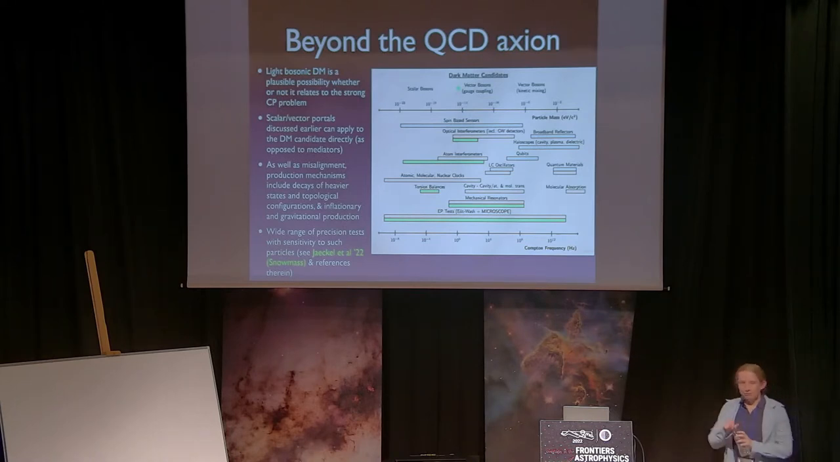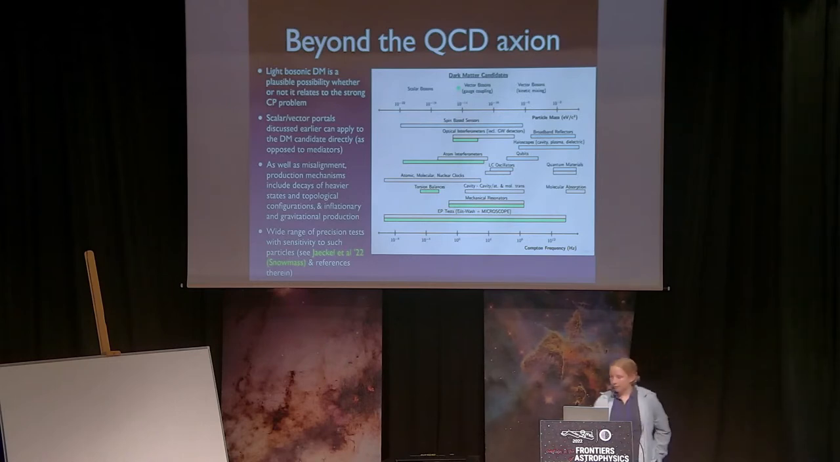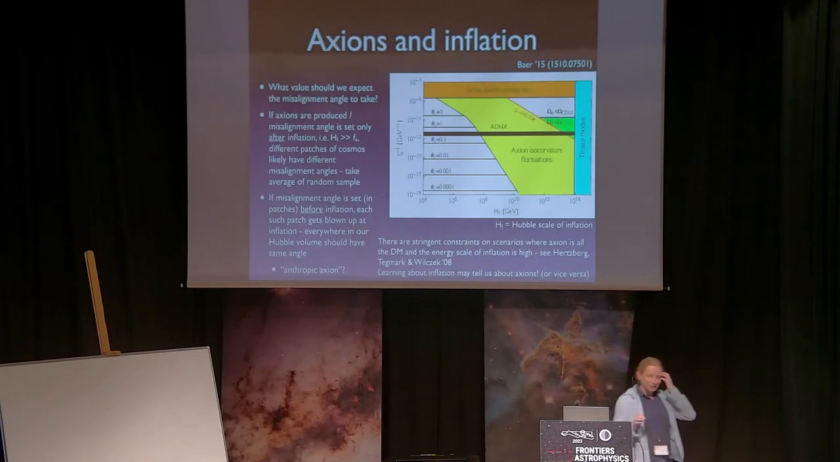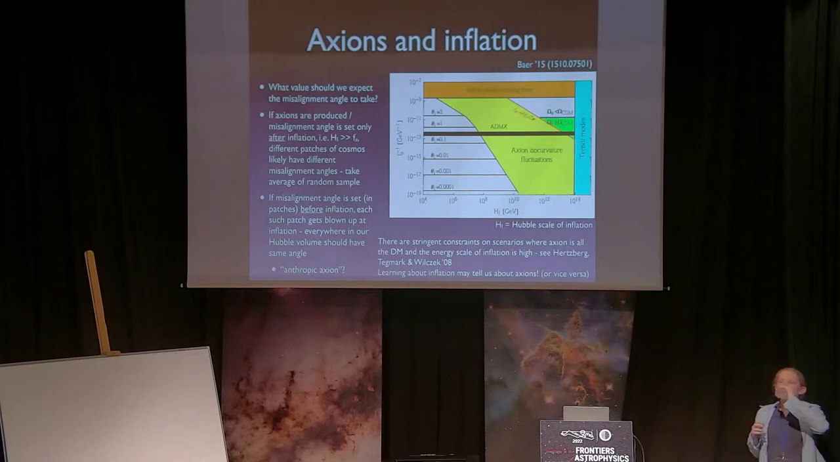Okay, another question here. Thank you. I also have a question regarding axion during inflation. You showed the constraint coming from isocurvature perturbations. Can you explain where these constraints come from? What is the observable that constrains them?